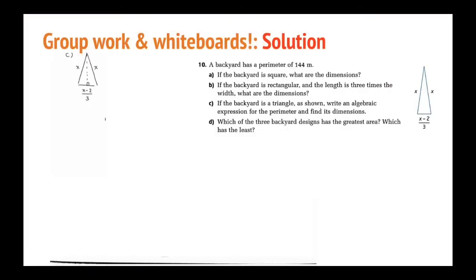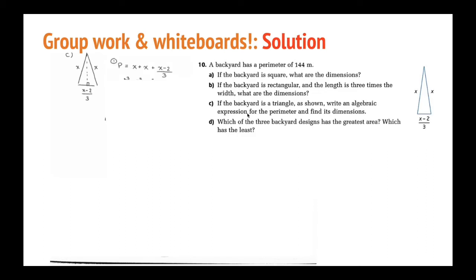And question C. This time, we had a square, we had a rectangle, now we have a triangle. We have a triangle where we have the slant height of x, and we have the base of (x minus 2) divided by 3. As the first part, I'm going to start by writing down the perimeter setup. The perimeter is going to be made up of everything on the outside being added, because perimeter is simply the dimensions around the outside.